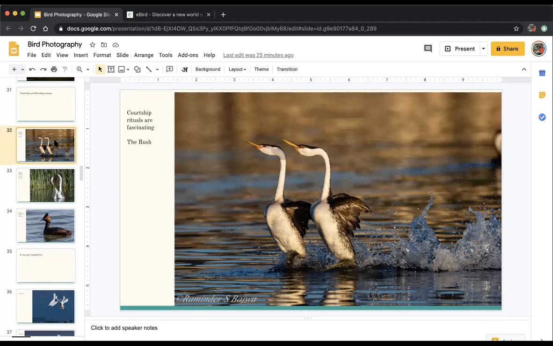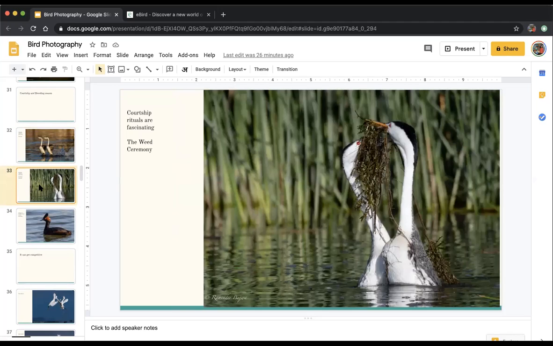Here they literally run on the water. They pair off and they run on the water to establish pairs. And then once they have done this a few times, they do another ceremony. It's called the weed ceremony. They go underwater, get weeds, then come up to the top and exchange them with each other. And if these two things go fine, then they start nest building, and then they will mate, and then they will have babies.